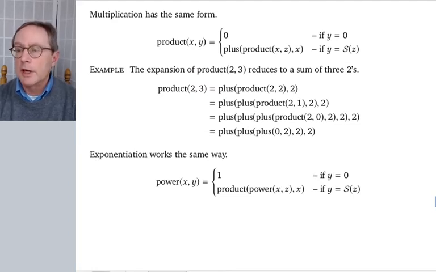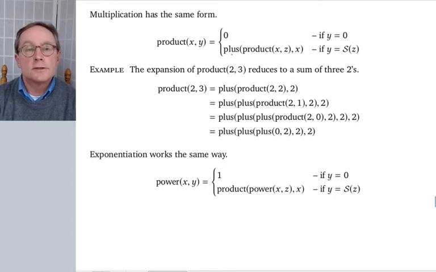Now, multiplication has the same form. Here's the product operation. It says product of x and y is equal to 0 if y is 0, and the plus of the product of x, z, and x. So product depends on plus. And just to go through the calculation here, the product of 2 and 3 is the plus of the product of 2 and 2, and also 2. See that? 2 right there.